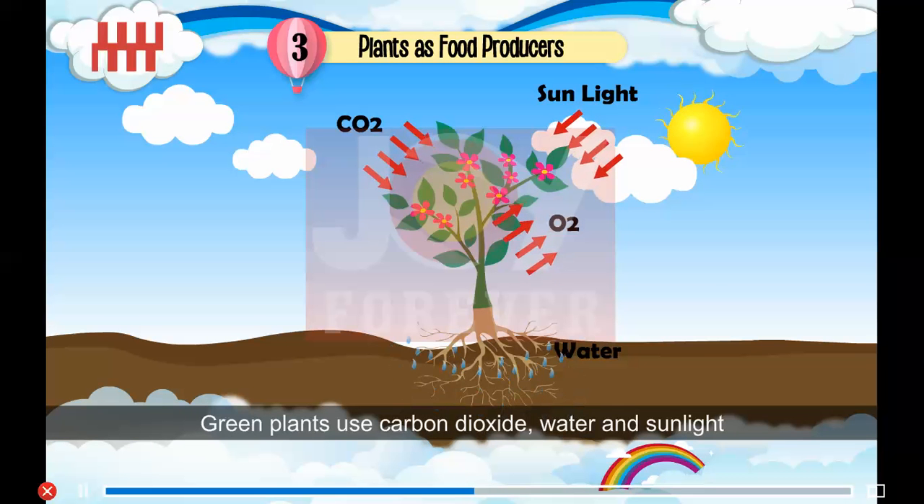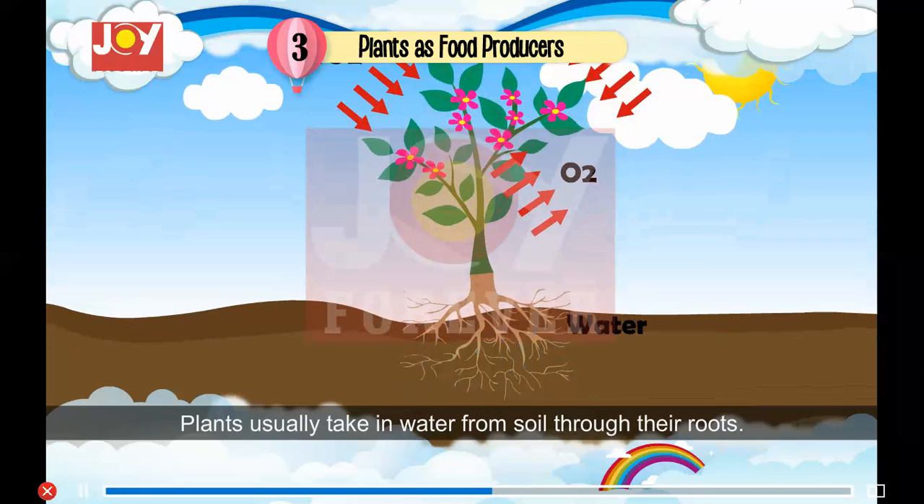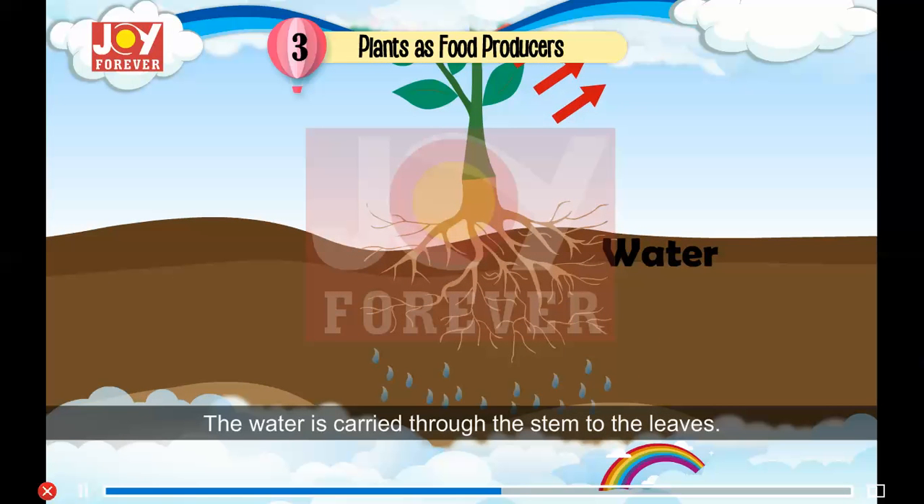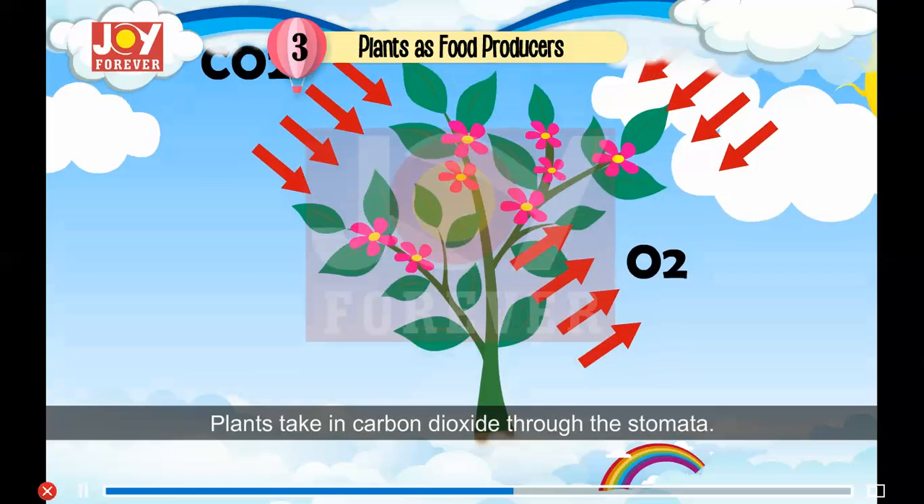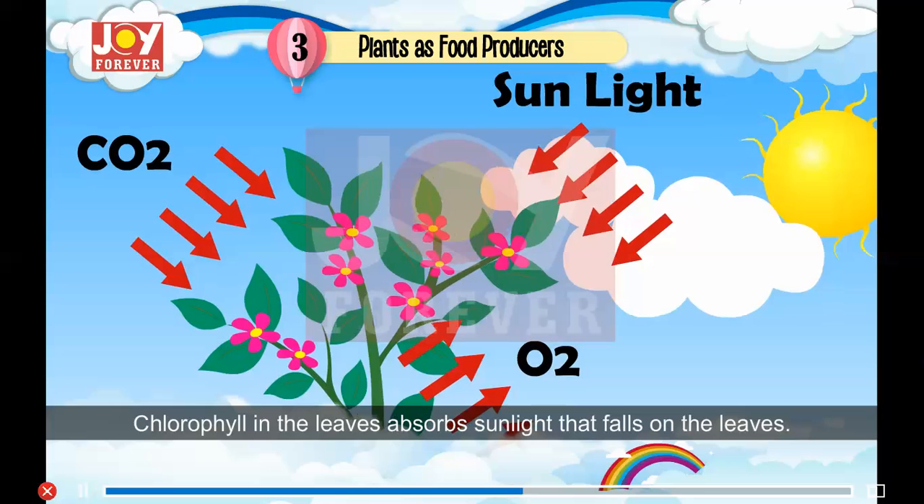Green plants use carbon dioxide, water, and sunlight as raw materials for the preparation of food in their leaves. Plants usually take in water from soil through their roots. The water is carried through the stem to the leaves. Plants take in carbon dioxide through the stomata. Chlorophyll in the leaves absorbs sunlight that falls on the leaves.